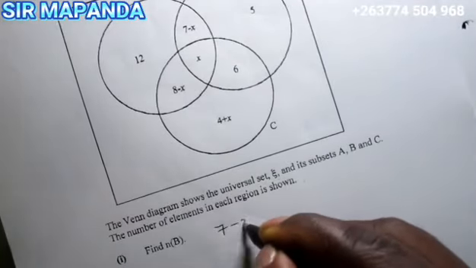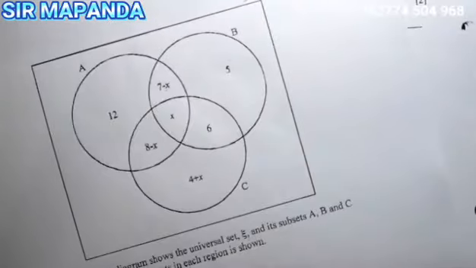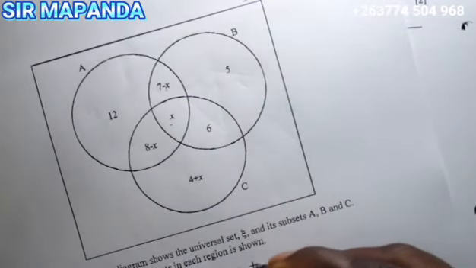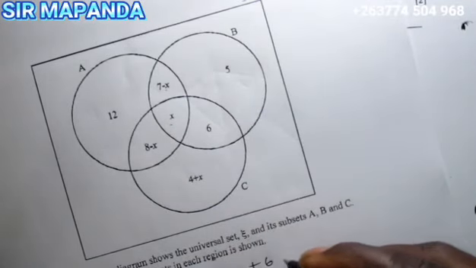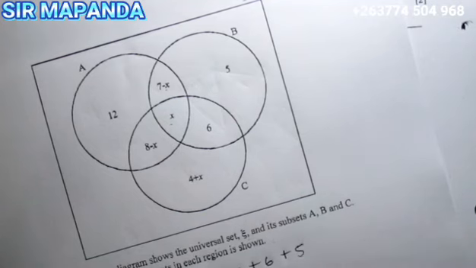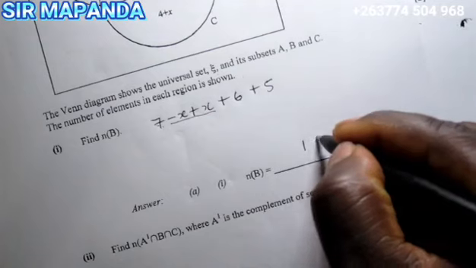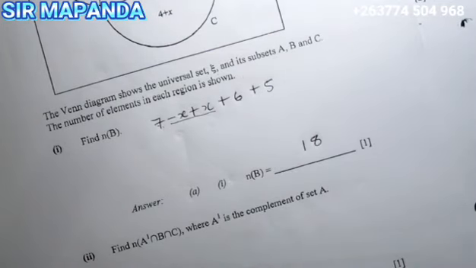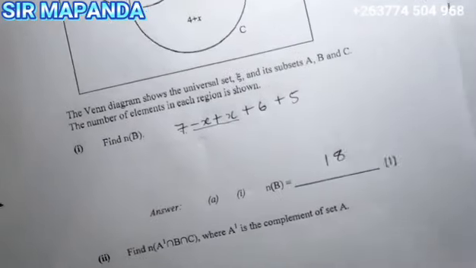We have 7 minus x here to be added by what? By this x there. Then added by 6. Then you add it by 5. I hope you are listening. So minus x and plus x, they cancel out each other, giving you a 0. 7 plus 6, you get 13. 13 plus 5, you get 18. So our answer is 18. Then we move on to part 2.